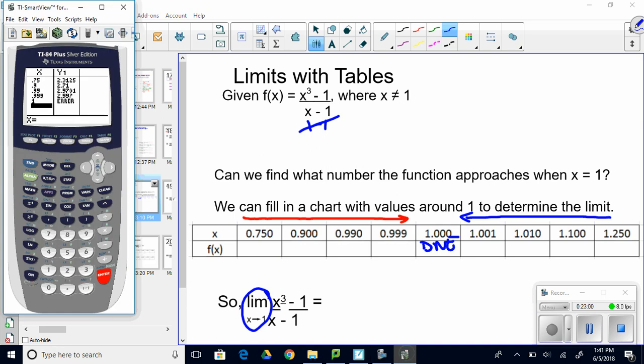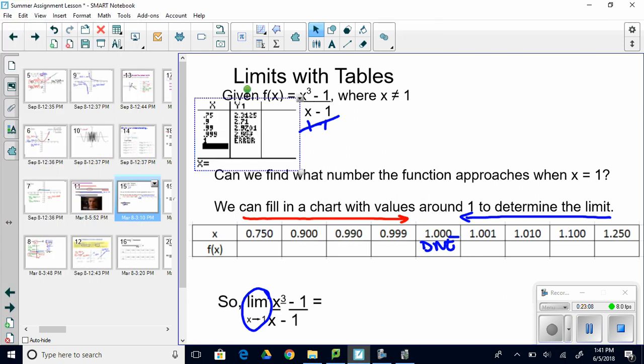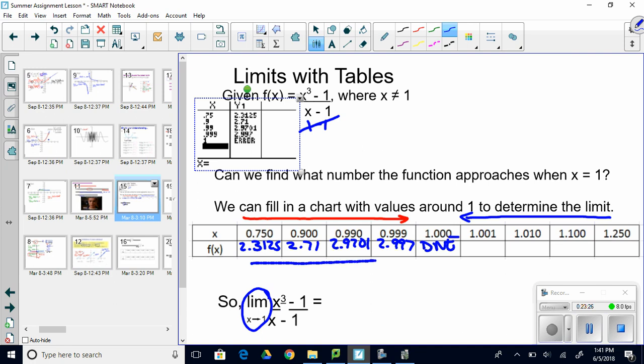All right, but let's look back. If we look on that left-hand side, what's happening? So 0.75 is getting 2.3125, and then 2.71, and then 2.9701, and 2.997. See, it looks to me like as our x value gets closer to 1, our y value is getting closer to 3, maybe? But remember, that's just the left-hand side, so we need to check the right-hand side.